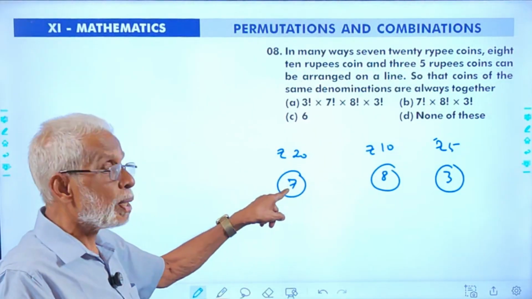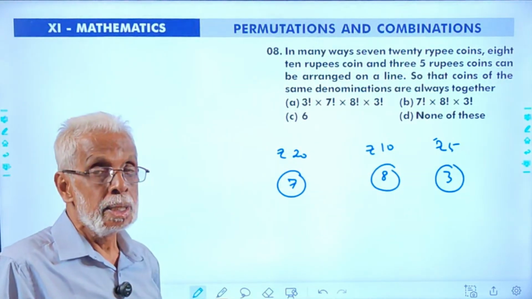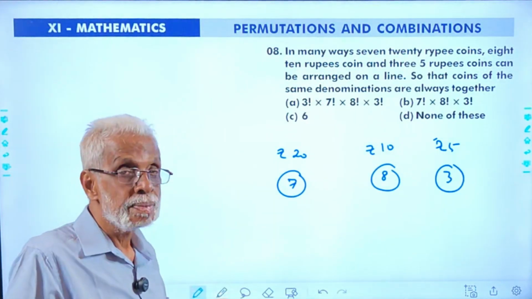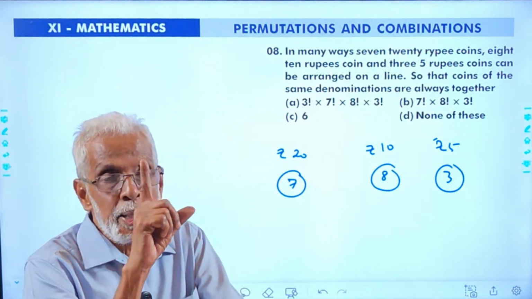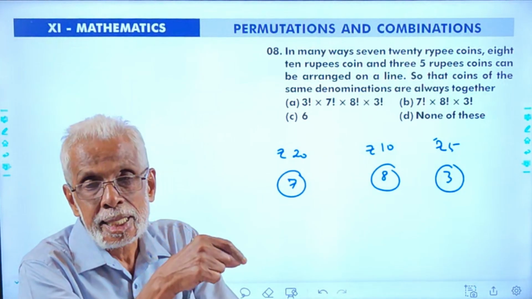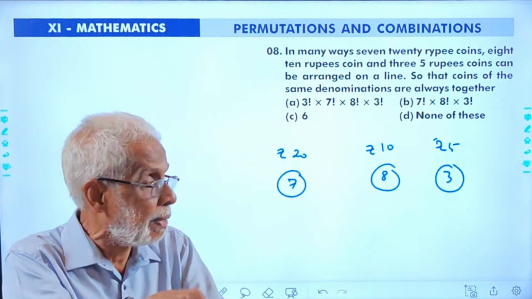Number of 20 rupee coins 7. Number of 10 rupee coins 8. Number of 5 rupee coins 3. They are all identical. You know, the number of permutations of endings, when the endings are made up of P like things of one sort, Q like things of a second sort, R like things of a third sort, and so on, is N factorial by P factorial into Q factorial into R factorial.